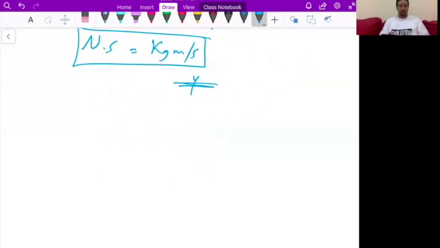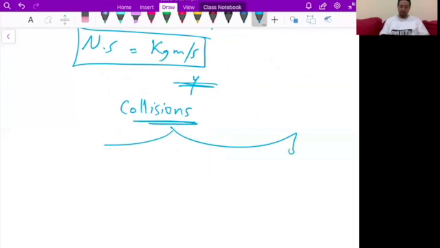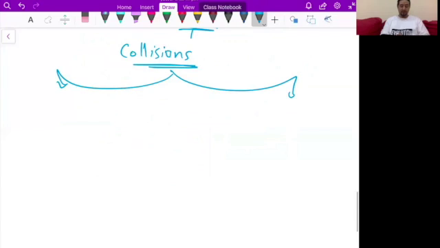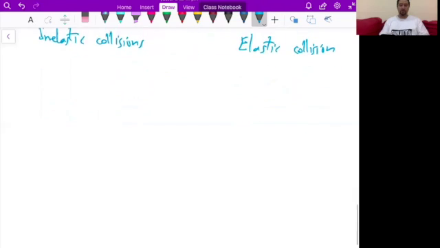Now we are going to move to collisions. We have two types of collisions, elastic collisions and inelastic collisions. What is the difference between them? We are going to start with elastic collision. You can rarely find elastic collision. Elastic collision is like the collisions between molecules of gas, or between the molecules of gas and the walls of the container. There is no loss of energy. Kinetic energy before collision is equal to kinetic energy after collision.